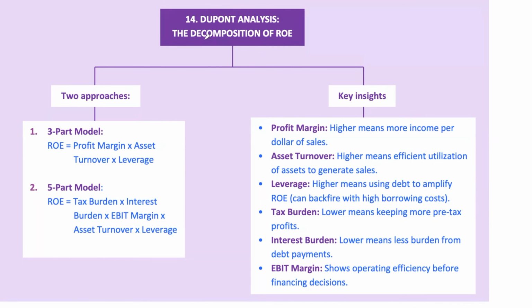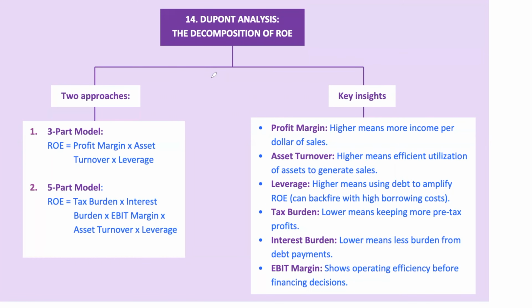Let's dive into DuPont analysis, a powerful tool for breaking down return on equity, ROE, into its core components. DuPont analysis allows us to understand the driving factors behind a company's ROE, which is crucial for evaluating how well a company is using its resources to generate profits for its shareholders. It provides insights into a company's efficiency, profitability, and financial leverage. DuPont analysis helps us dissect ROE to see where a company is performing well and where it might need improvement.